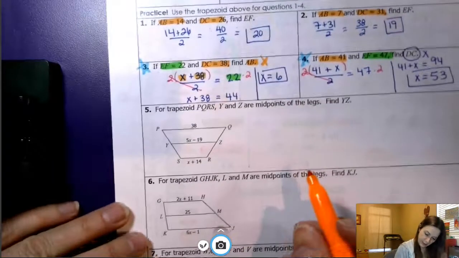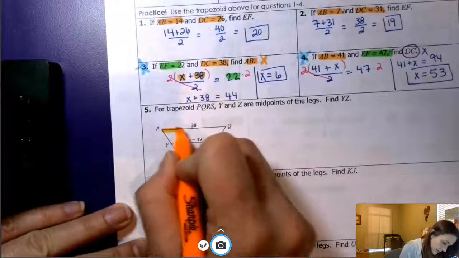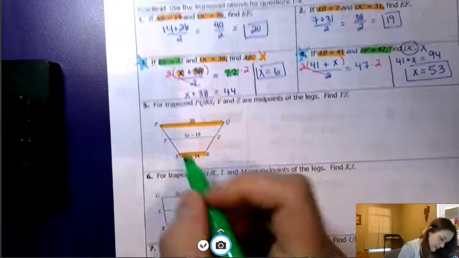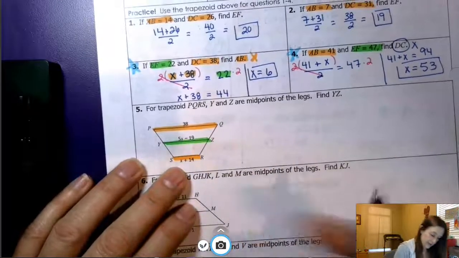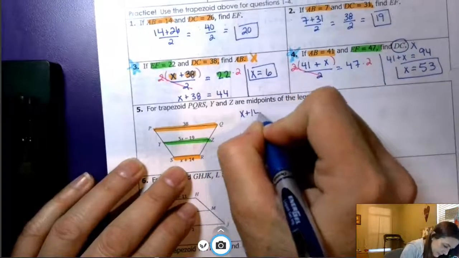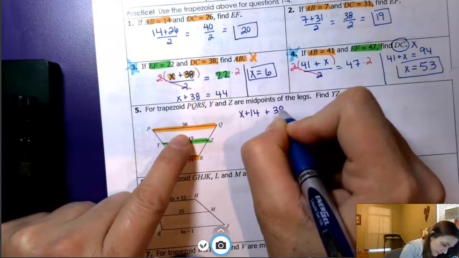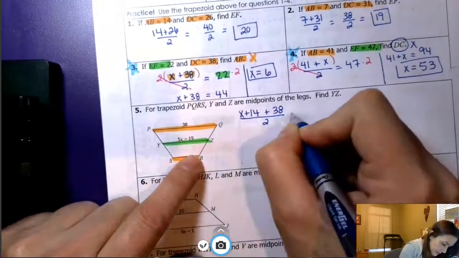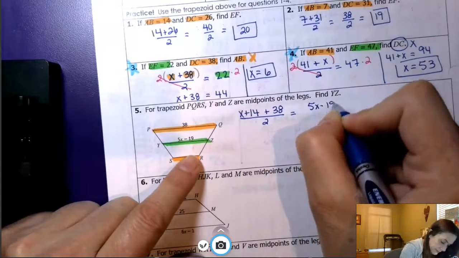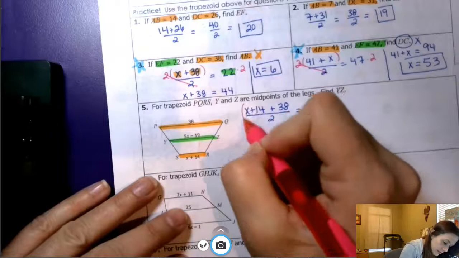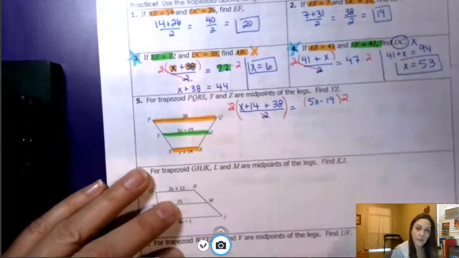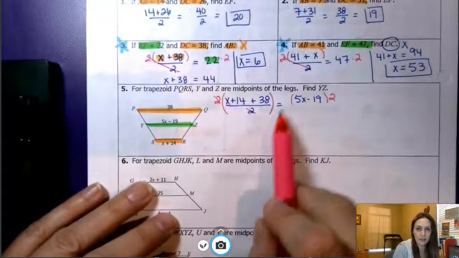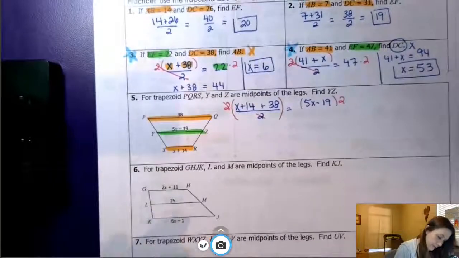This one's going to be a little bit trickier. These are our bases. Here's what the middle should be. Okay, so this one's a little bit more work, not much. We can do this. Same process. I'm going to take x plus 14 plus the 38, divide by 2, and it will equal 5x minus 19. So again, I'm going to multiply both sides here by 2 to get rid of that. But I have to remember what's the trickiest thing here: when I multiply by 2, I've got to distribute this. So don't forget to distribute.